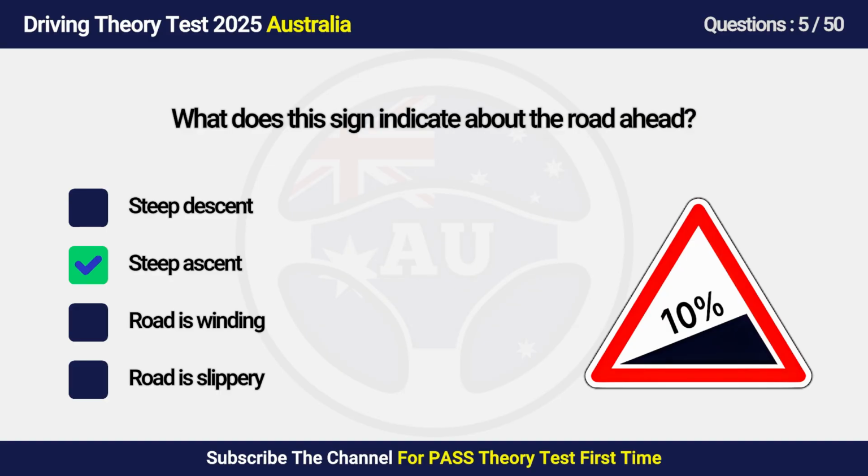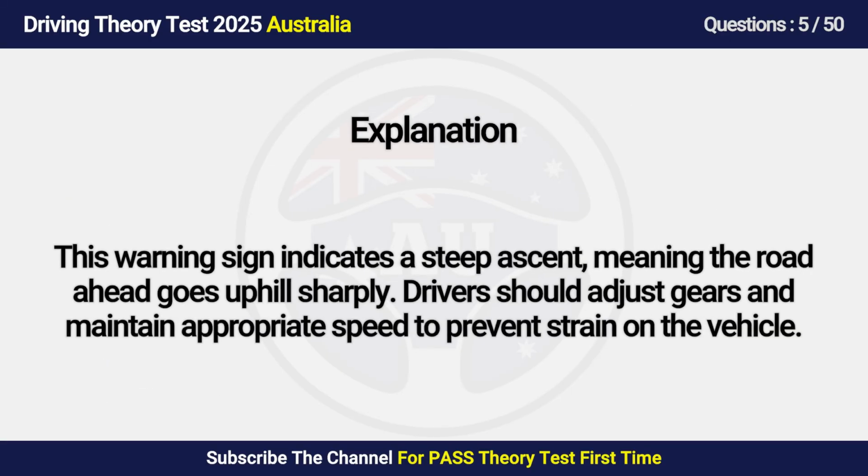Answer is B. Steep ascent. This warning sign indicates a steep ascent, meaning the road ahead goes uphill sharply. Drivers should adjust gears and maintain appropriate speed to prevent strain on the vehicle.